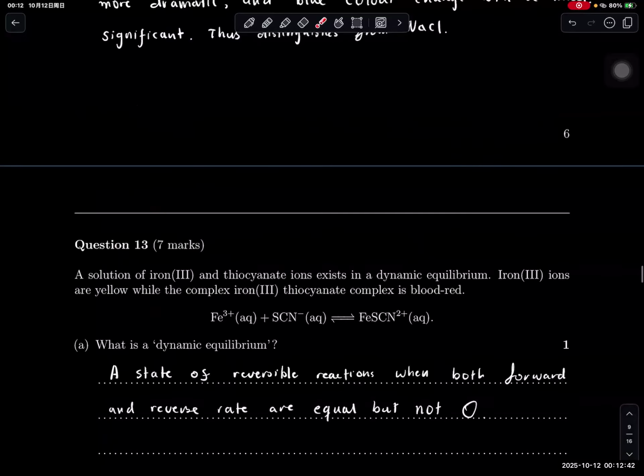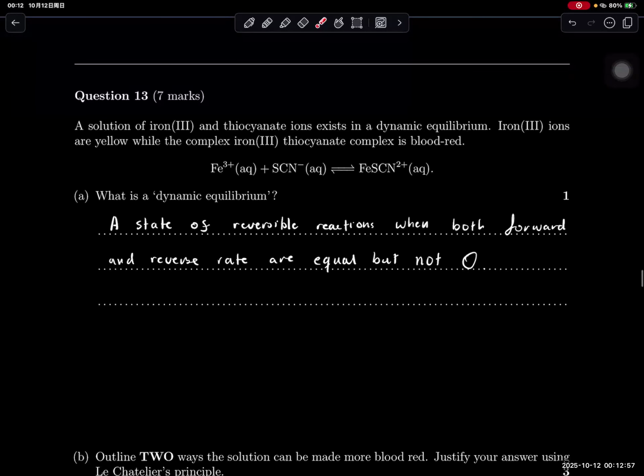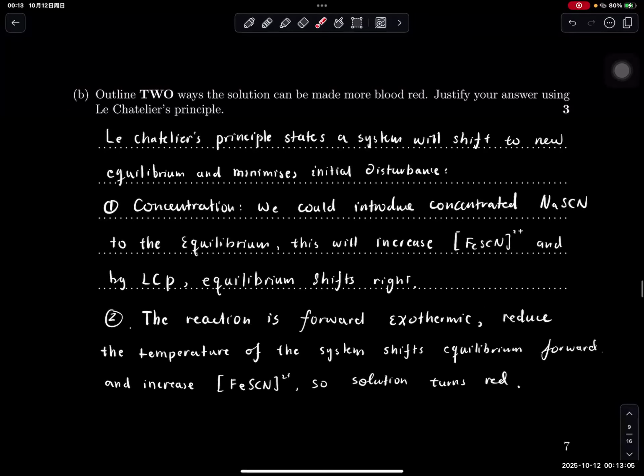Question 13. A solution of iron thiocyanate ion. This complex exists. We've seen this a few times. It asks you to define what is dynamic equilibrium. Very trivial question. It's basically a state of reversible reaction where both forward and reverse reaction rates are equal but not zero. Question B: outline 2 ways that the solution can be made to have a much more blood red color. Justify your answer with Le Chatelier's principle.